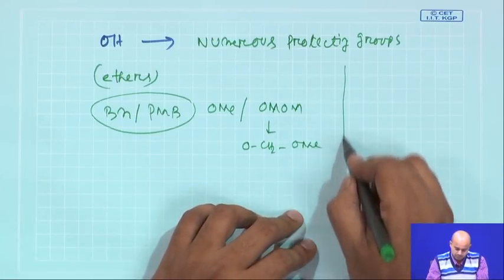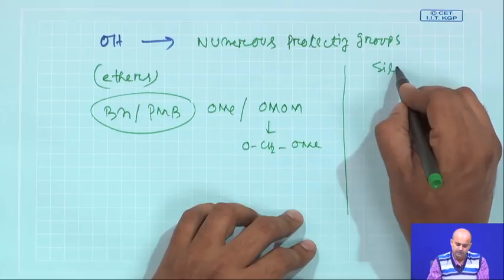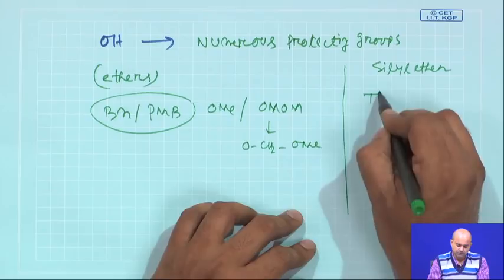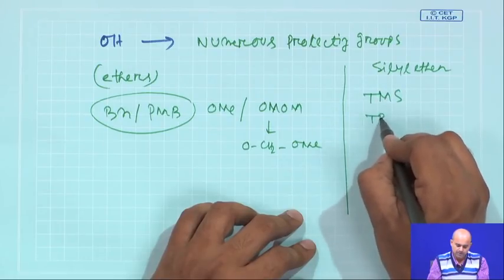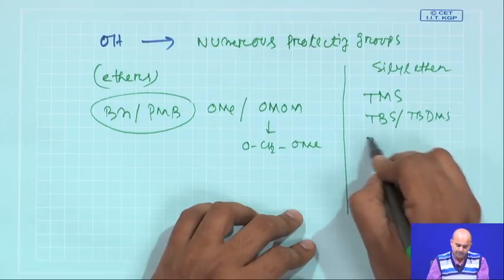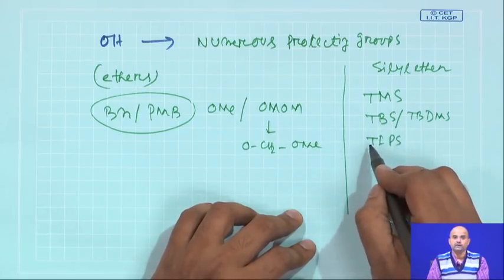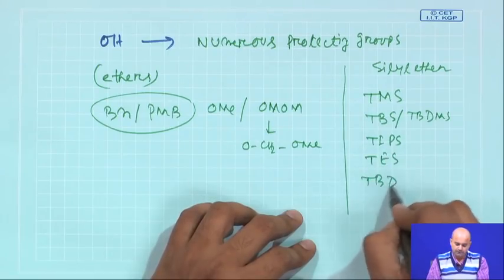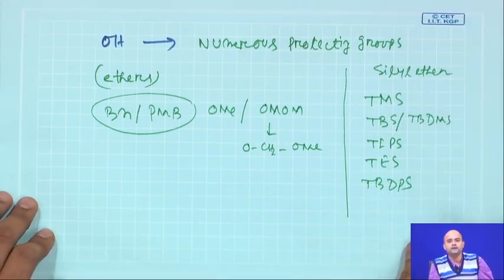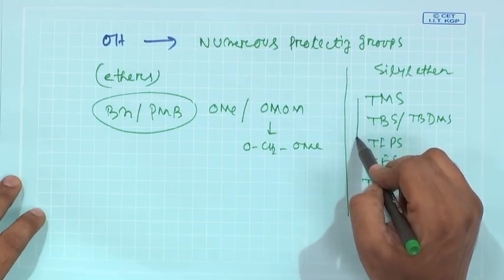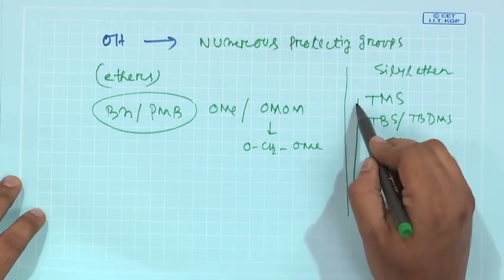Then your silyl ether. So, silyl ether, you have many silyl protecting groups: you have TMS, trimethyl silyl, you have TBS or TBDMS, as I said, you have TIPS, triisopropyl silyl, you have TES, triethyl silyl, you have TBDPS. Now, these protecting groups were basically chosen based on their stability under certain conditions. This way, the groups have been written in this order.